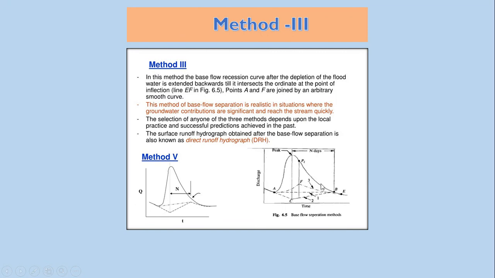So this is all about the various methods. We shall now go on to examples 4 and 5. These are the three commonly used methods for separation of base flow, and this separation of base flow is very important for development of the direct runoff hydrograph or surface runoff hydrograph.